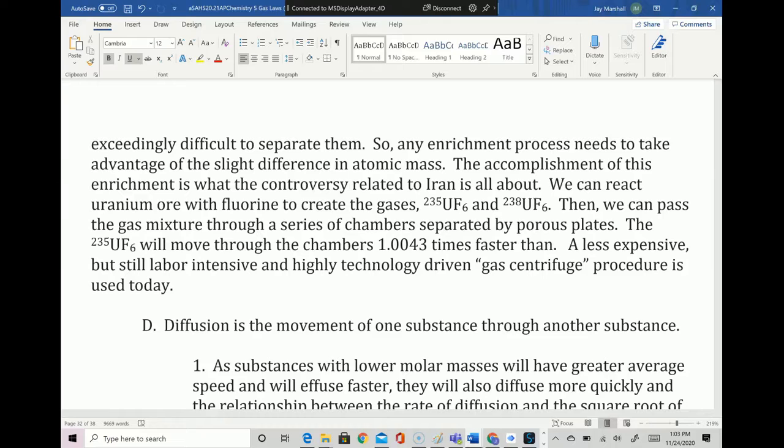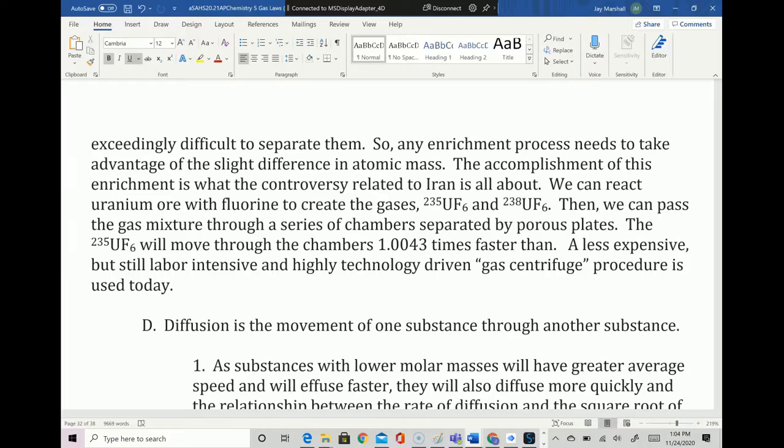The accomplishment of this enrichment, so you've probably heard of, we have to enrich uranium in order to make it so that we can use it in nuclear reactors or in nuclear weapons. And this is what the controversy related to Iran is all about.